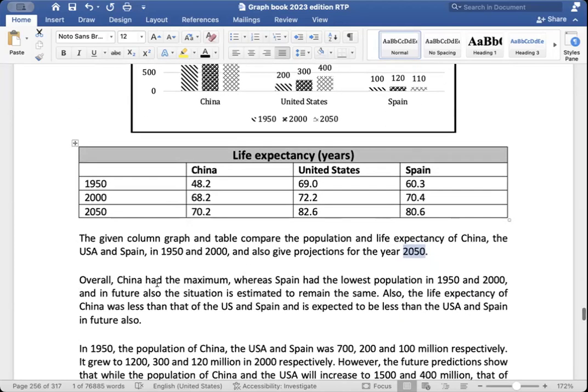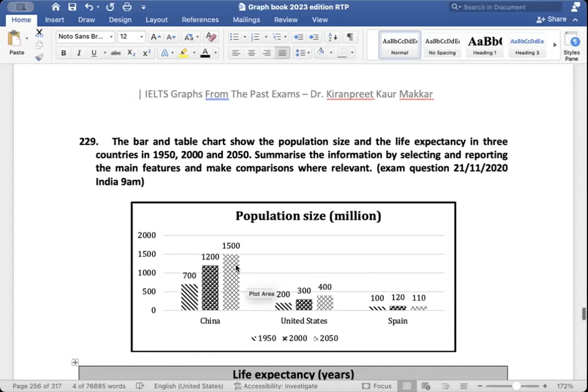China had the maximum. Had will say I'm talking of the past. Whereas Spain had the lowest population in 1950 and 2000. So the word had will be suitable if I'm writing only about 1950 and 2000. Then I've written, and in future also the situation is estimated to remain the same. In future also, China will have the maximum. In the future also, it is estimated that the situation will be the same. Okay? Is that clear?